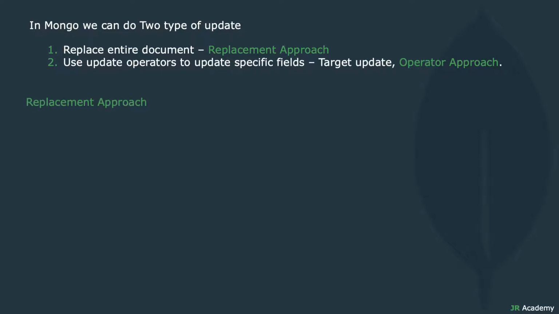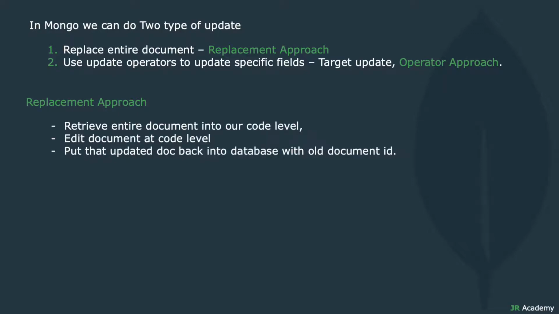Replacing the entire document means we first retrieve the entire document into our code, then edit it, and after that put the updated document back into the database with our old document ID. One thing to note in update operations is that we can't update a unique ID, in our case the ObjectID. The ObjectID is an immutable field, and logically it is the only thing based on which Mongo can differentiate documents. So remember that we can't update the unique ID.